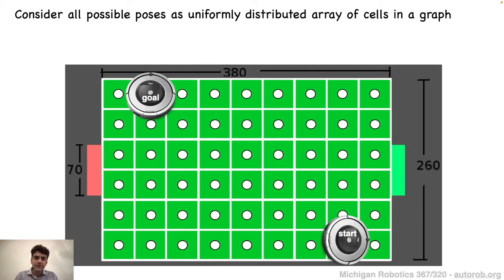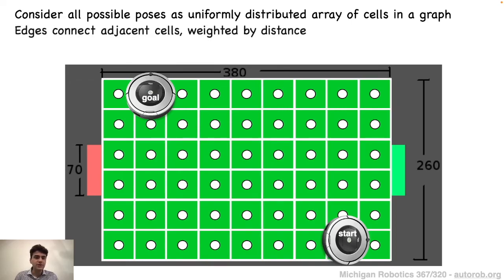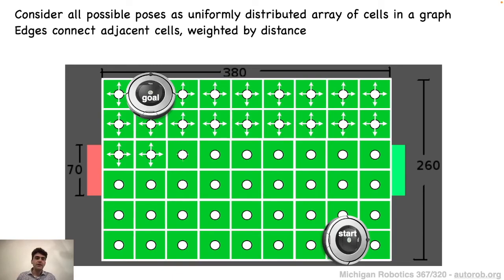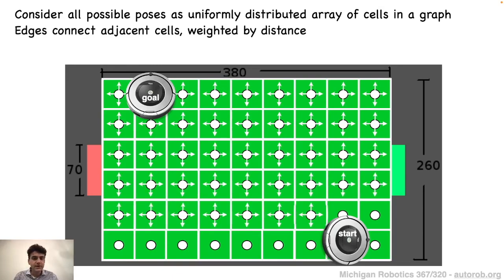And so if we think about this grid of cells then as a graph where there's local adjacent connections, then what we could do is consider each edge along this graph to represent the distance that the robot would have to travel to move from one cell to the next.